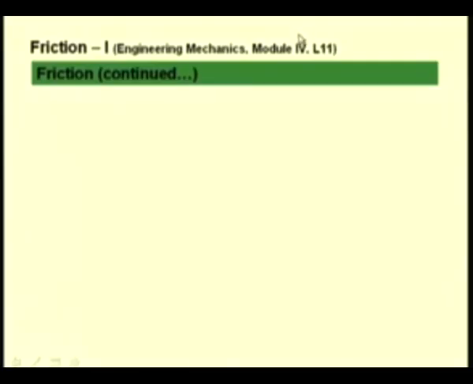Today we will continue the lecture on the various applications of friction. For your reference, this is module 4, lecture 11 of the engineering mechanics web based course. In the last lecture we saw an application of friction in square threads, where they are used in clamps and screw jacks in order to raise the load or to apply some force of clamping.